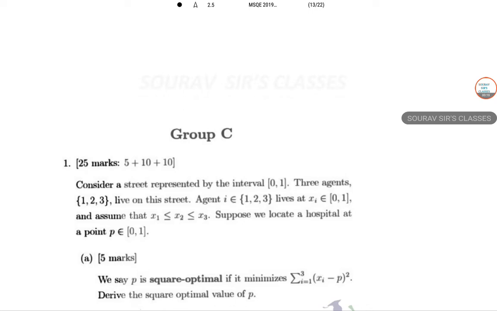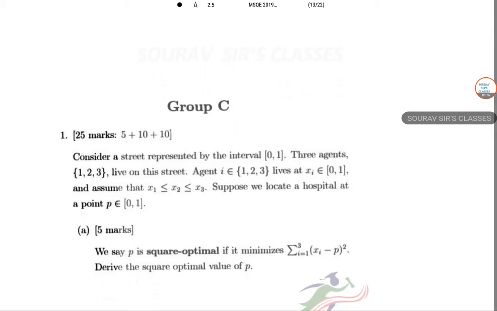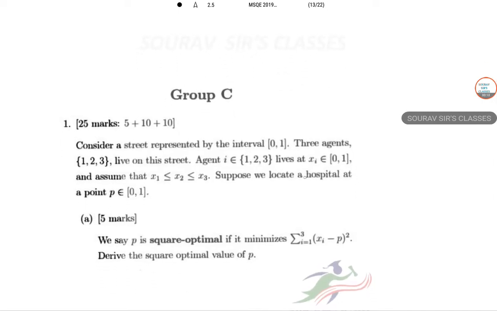Okay, consider a street represented by the interval 0 to 1. Three agents live on the street. Agent i lives at xi, and assume that x1 < x2 < x3. Suppose we locate a hospital at point p.